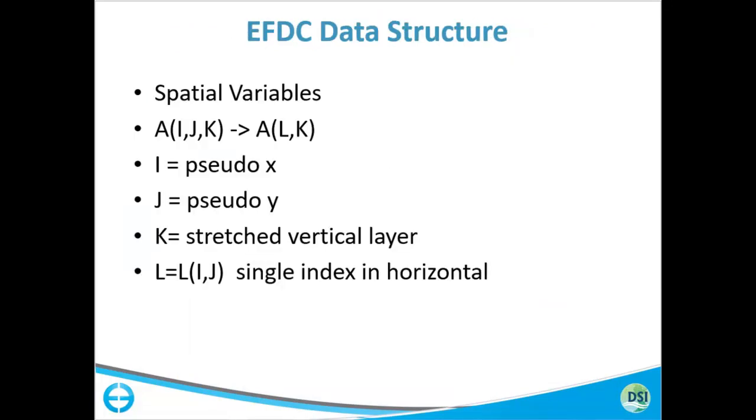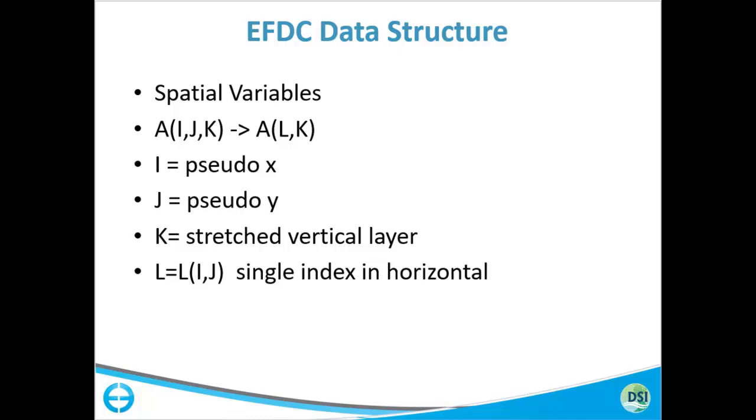So this is the EFDC data structure. If you decide to dive into the code, you will see a lot of A of L comma K. A is a typical array that you have. For example, AH is the horizontal momentum diffusion, so it will be AH L comma K. Each cell will have individual values.